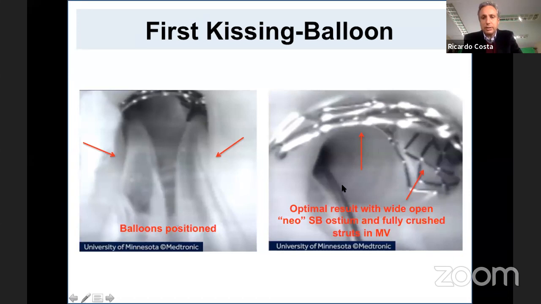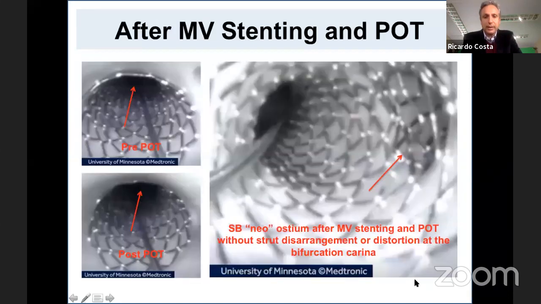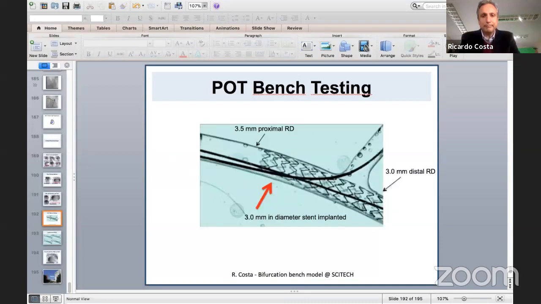Balloon positioning, this is after the first kissing balloon inflation. So completely new ostium, a metallic new ostium, that facilitates the further treatments. This is the pre-POT. This is here after the treatment. This is pre-POT. This is final POT, re-POT, that you have a much better apposition in the surrounding struts here. So I just want to highlight that.